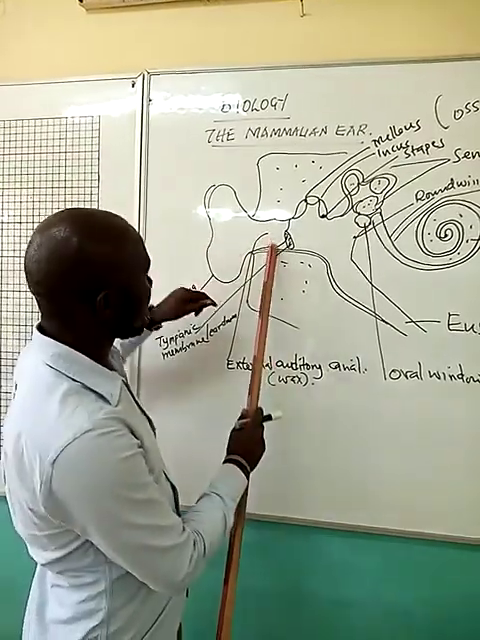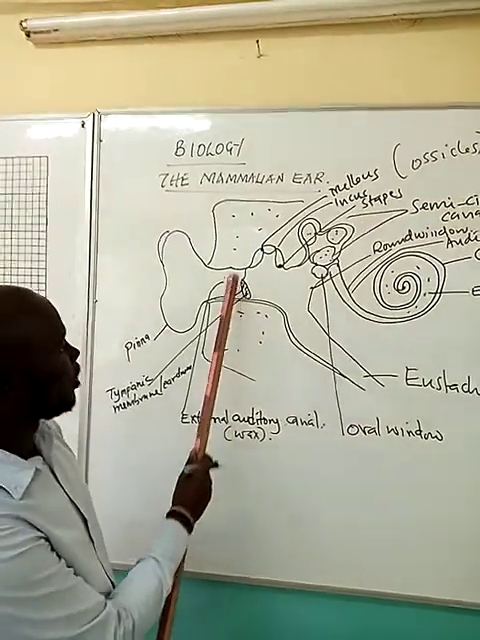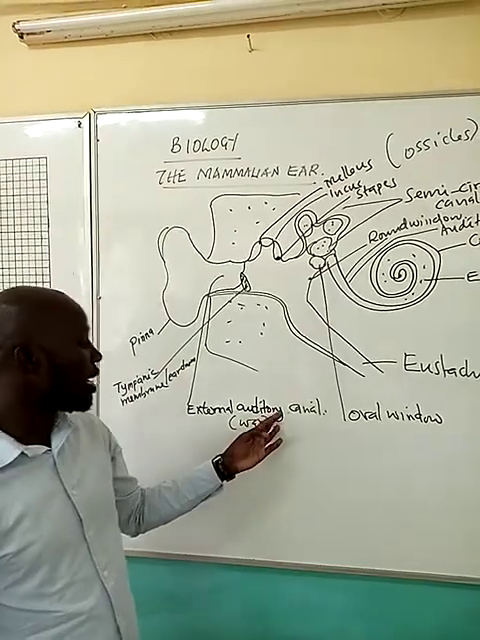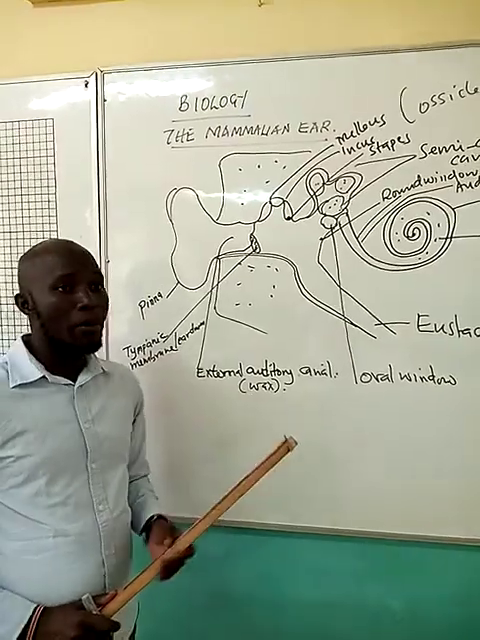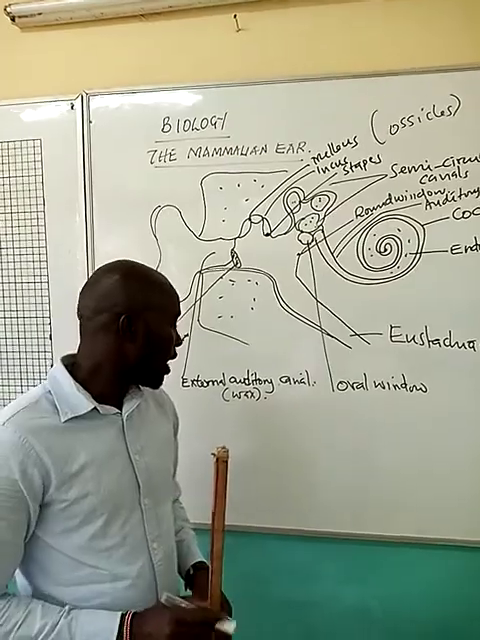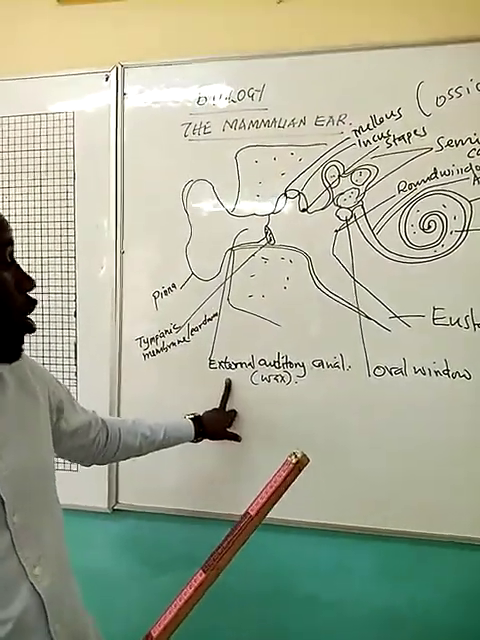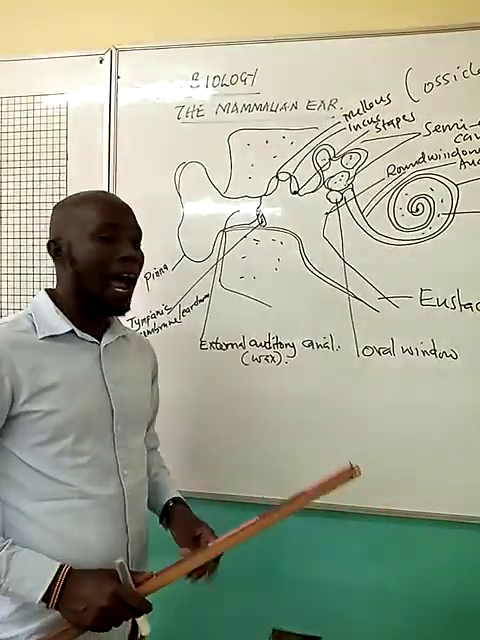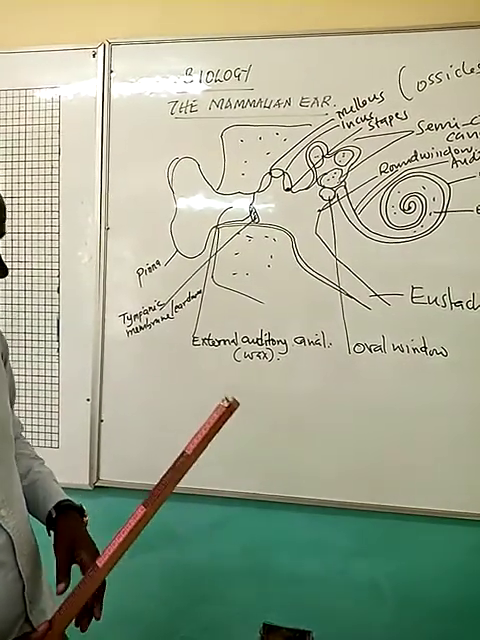We can have a look at this. There is the outer funnel here, which is the pinna, and then we have the tube. The tube here is called the external auditory canal. The external auditory canal is made up of cells, and these cells produce wax. What is the function of the wax that is produced by the cells of the external auditory canal? The wax here traps dust particles and other foreign materials from entering the delicate inner parts of the ear.